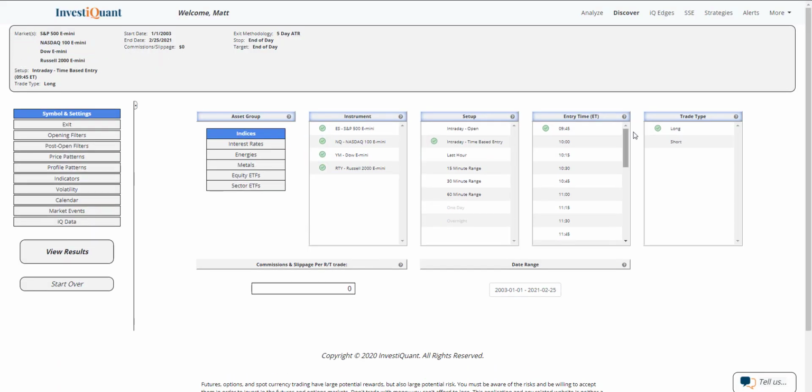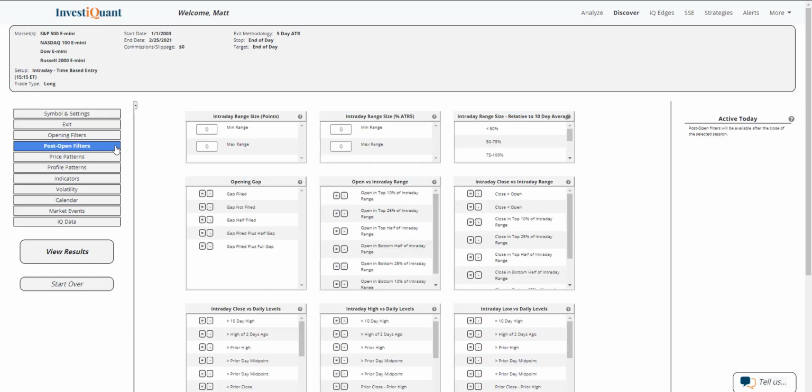We're going to be looking at all four instruments using an intraday time-based entry of 3:15. I'm setting it up as a long, so it'll be entering the market at 3:15, exiting at 4:15 p.m. Eastern Time. Next, I'm going to go into the post-open filters, and this is where I'm going to be able to say that we are trading below yesterday's low at the time of entry.